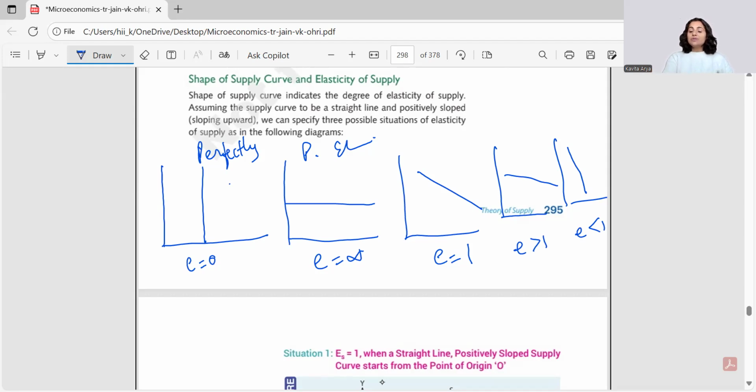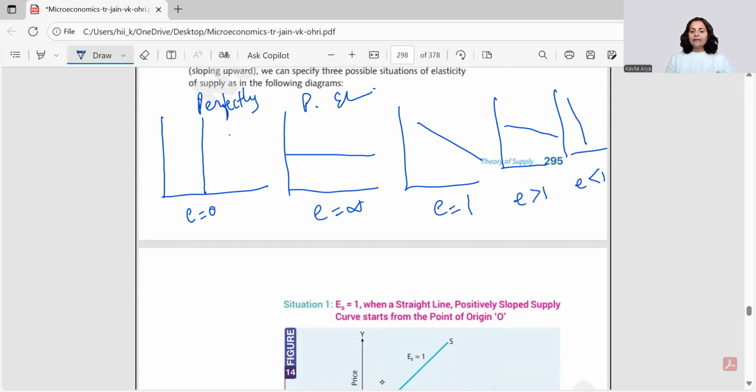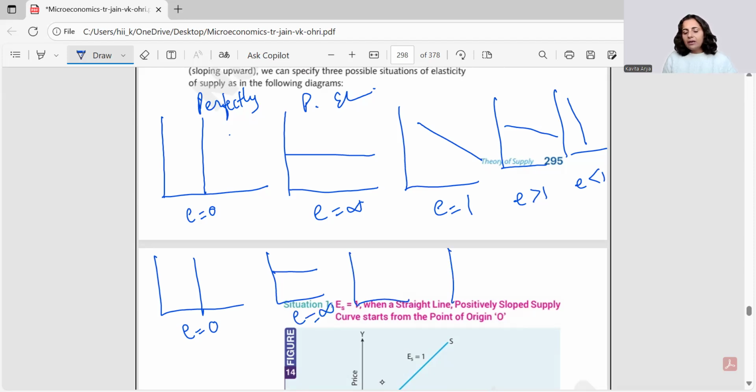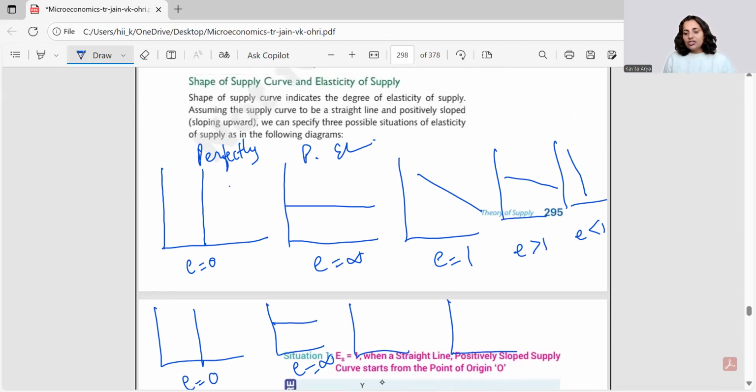But when it comes to supply, we have exactly the same 5 degrees. The only difference is here the slope would be positive for the curve. So these two degrees remain the same. Elasticity equal to 0, elasticity equal to infinity remain the same for supply as well. Here, these three curves show a change. How?